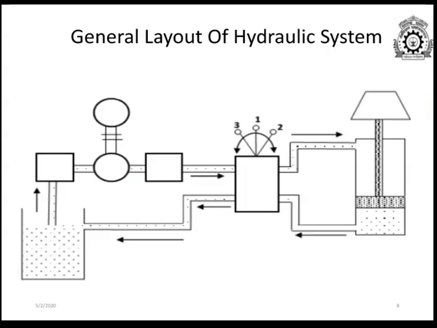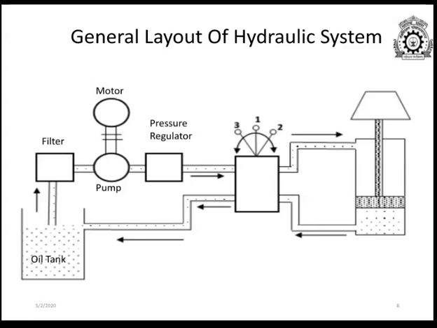So this will be the general layout of your hydraulic system. First is the oil tank where oil is stored. This oil is supplied to the filter, where any impurities are filtered out. Then this oil is supplied to the pump and motor, because oil is at low pressure, so we have to convert this low pressure into high pressure. For that purpose we have to use pump and motor. So this low pressure oil is converted into high pressure oil.